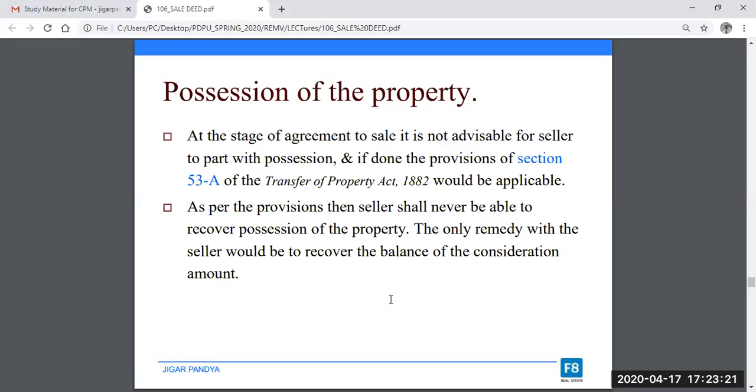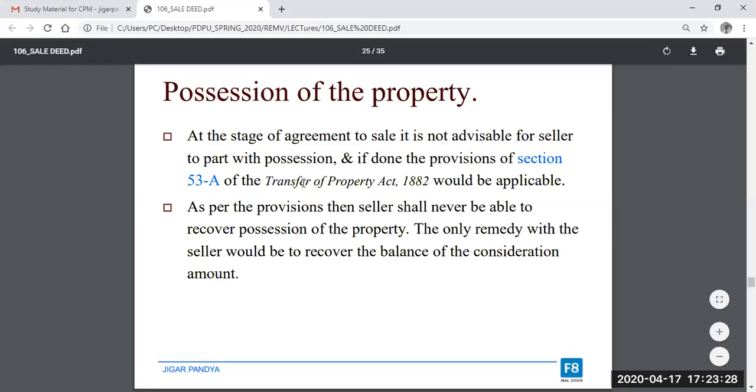At the stage of agreement of sale, it is not advisable for the seller to part with possession. If done, the provisions of Section 53A, Transfer of Property Act, will be applied. As per the provisions, the seller shall never be able to recover possession of the property, and the only remedy with the seller would be to recover the balance principal.